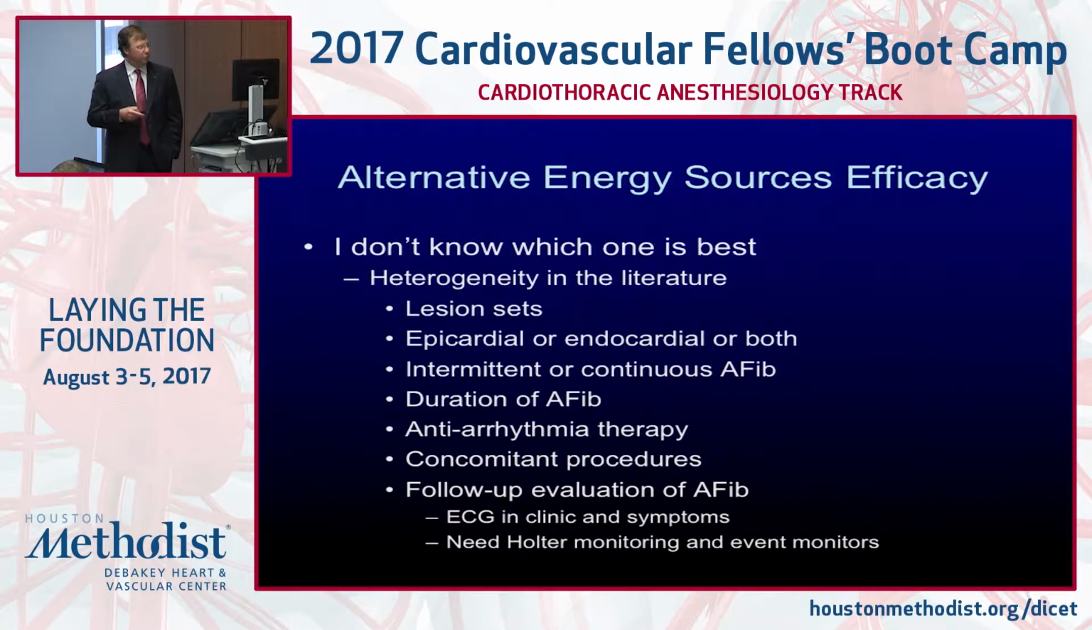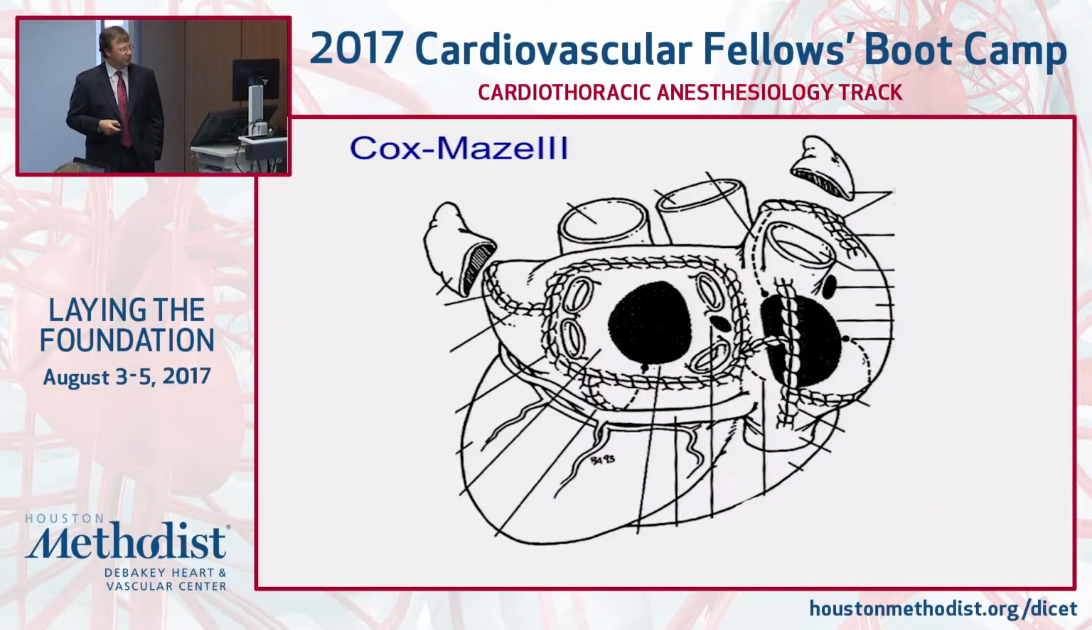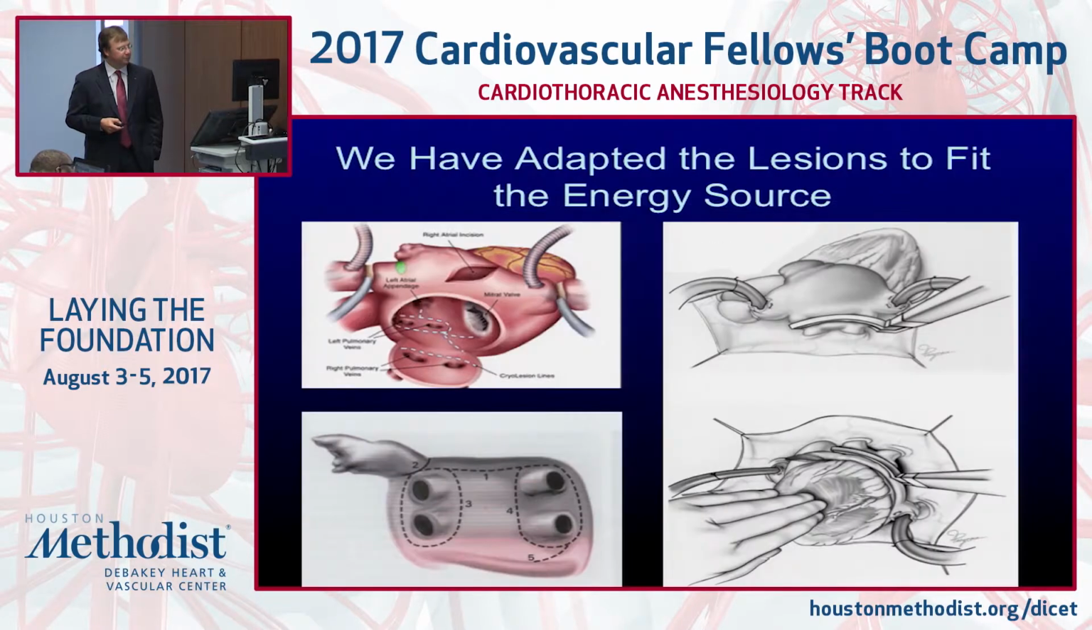They lump in multiple different lesion sets, epicardial or endocardial or both. Intermittent and continuous AFib are lumped together. Duration of AFib is almost never mentioned. Antiarrhythmic therapy is different in every study. They use concomitant procedures and mix them with their standalone procedures. So most of the studies have been very difficult to figure out. But what we do know is that the CoxMaze 3 operation works pretty well.